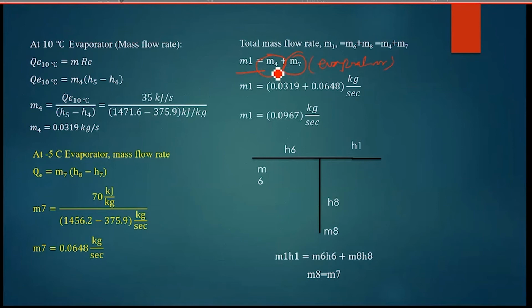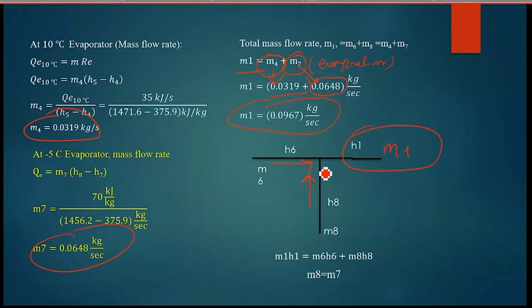So all we have to do is M4, we get that 0.0319 here. Then M7 is here, 0.0648. We were able to get that now from the heat load of the second evaporator. So we were able to get the total of M1, right? So M1 is the one entering the compressor. M1 is here also, no? M1, H1. And M1, H1 is the combination of this energy balance, because mass times enthalpy is energy, no? It's in kilowatts, no?